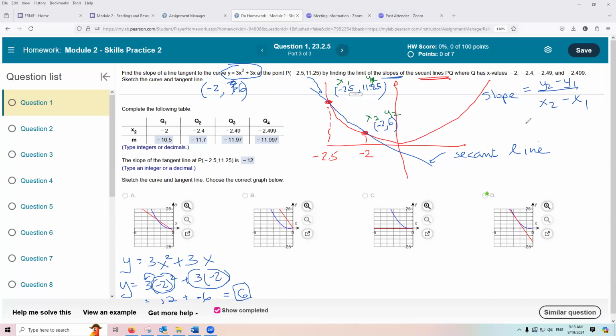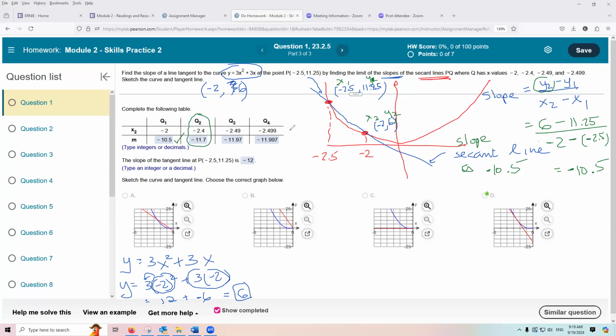So let's drop into the slope formula. We need y sub 2. That's a 6. Y sub 1 is 11.25. X sub 2 is negative 2. X sub 1 is negative 2.5. And if you work this out on a calculator or by hand, you get negative 10.5. So that's this answer here, negative 10.5. So the slope of this secant line is negative 10.5. It makes sense. I could see the secant line is going downhill, so it should have a negative slope. All right, well, I'm going to do the same procedure to fill in the slope for Q2.